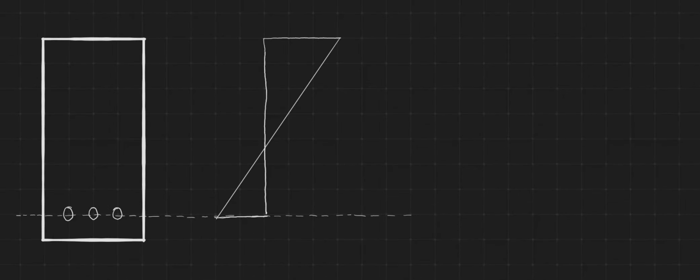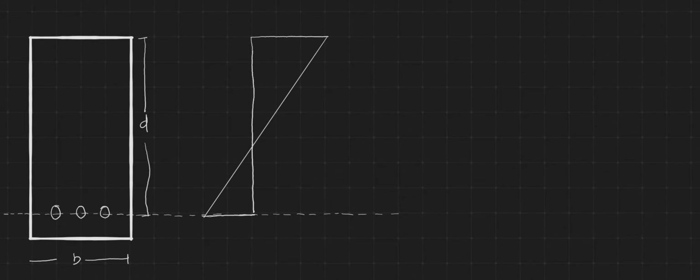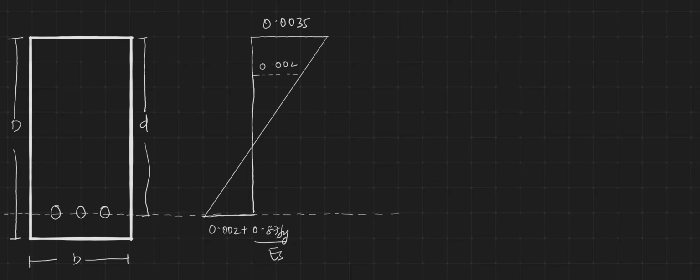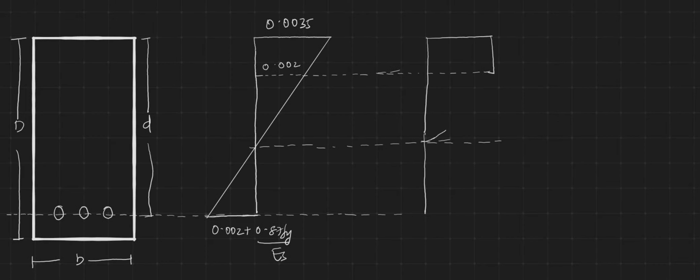So if I am summarizing it, I am having a singly reinforced section having small d as the effective depth, b as the width of the section, capital D as the overall depth. The strain in steel is 0.002 plus 0.87 fy by Es. The concrete strain is 0.0035 at the top, and 0.002. We have divided this into two sections, that is up to a strain of 0.002 it is linearly varying, and then it is parabolic.